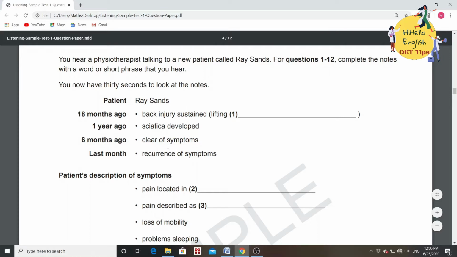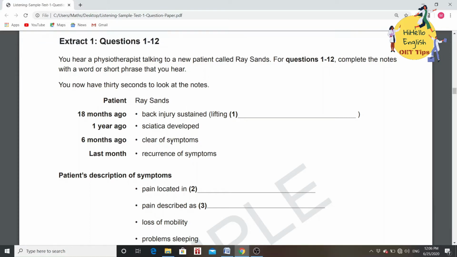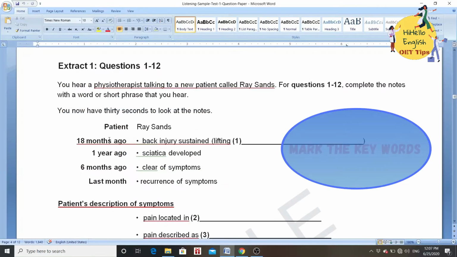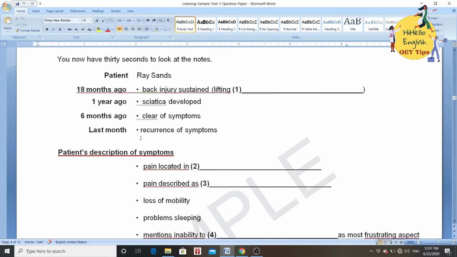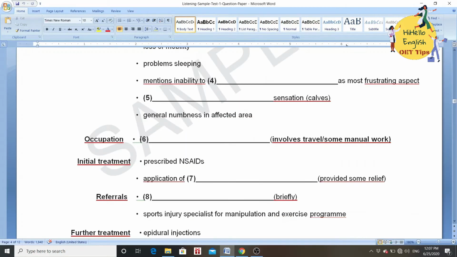Here in this question paper, you have to listen for information about something that happened 18 months ago, and it is something about an injury, a back injury sustained by lifting. So you have to get the answer over here. So mark all the words and phrases and headings related to that particular blank. So do the same for the remaining parts in the 30 seconds.